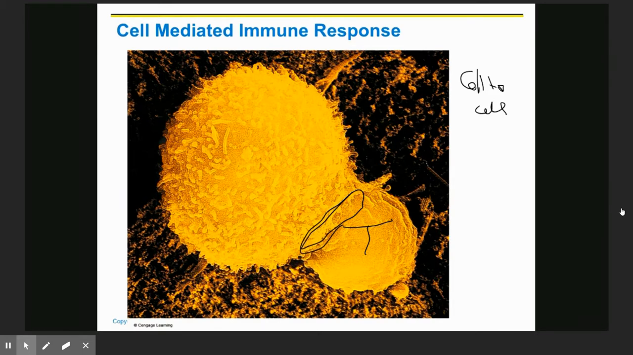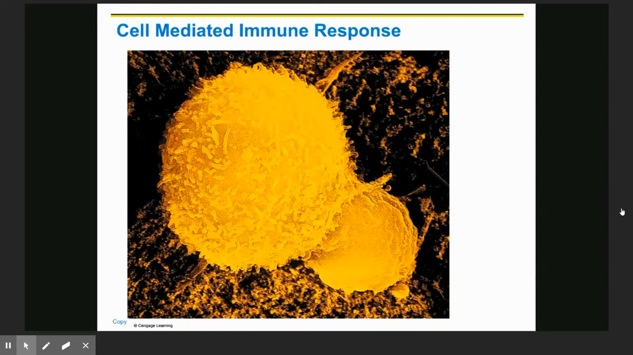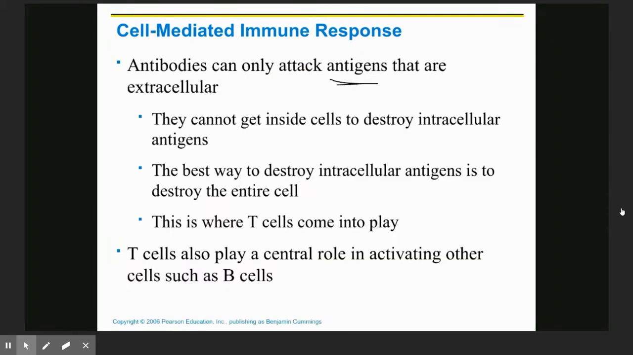But T cells have to be activated like others. Remember, T cells are going to attack infected body cells. The reason we have these T cells is because antibodies can't get in there. Antibodies cannot enter cells. They only can attack antigens that are extracellular. So if you have antigens inside a cell like this, they're protected from the antibodies. The antibodies are out here and they can't get in. And as long as they stay inside that cell, they're protected.